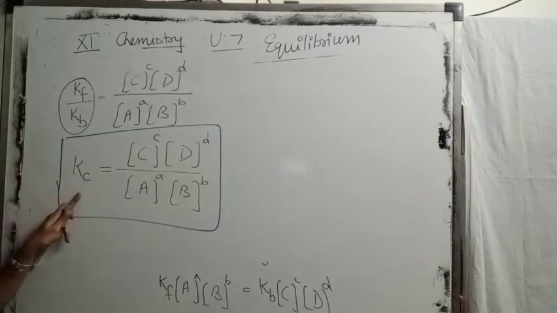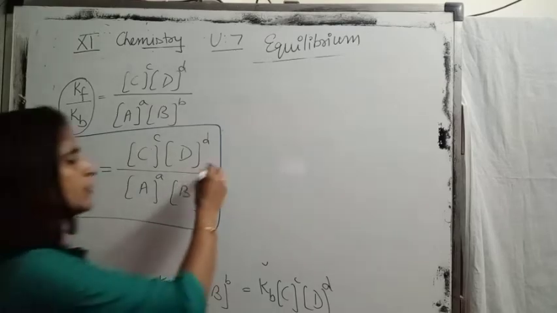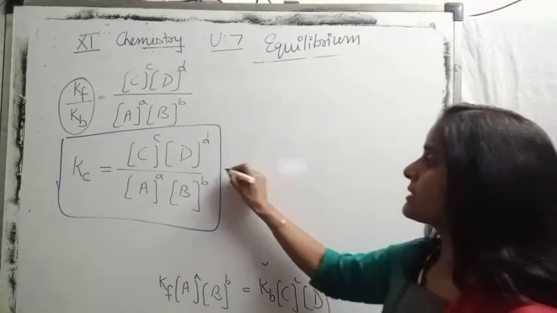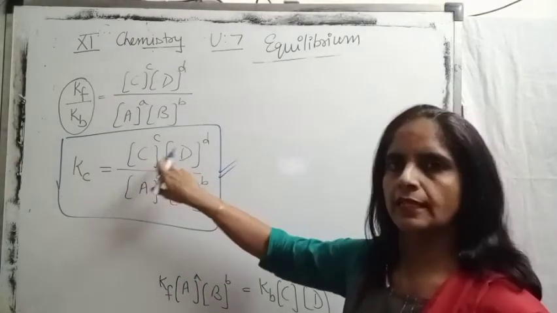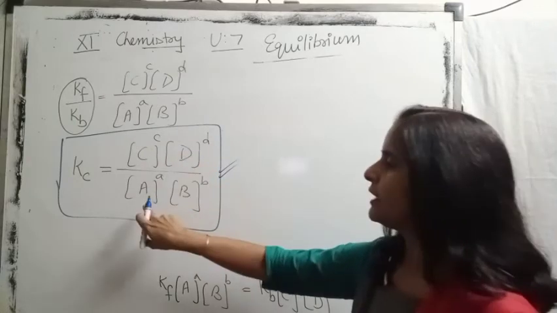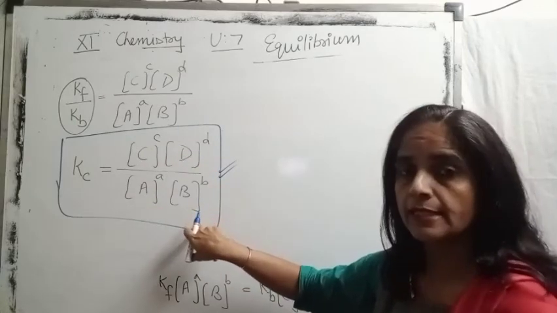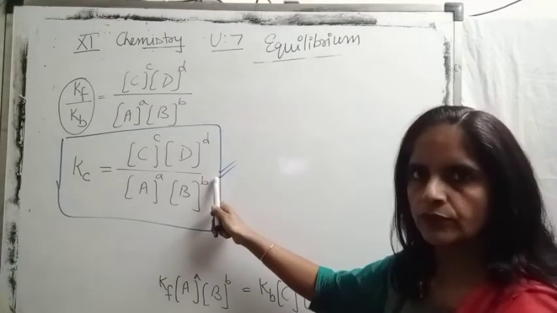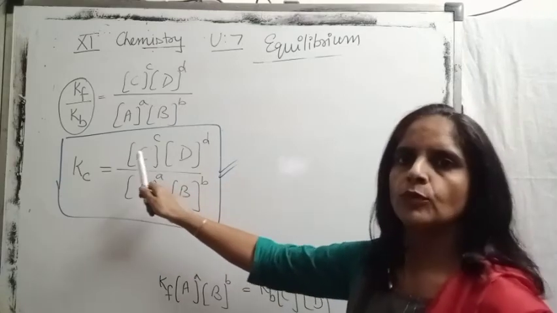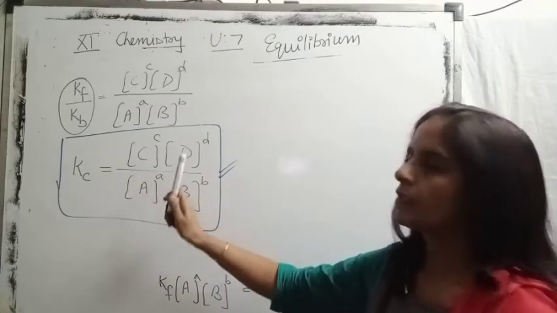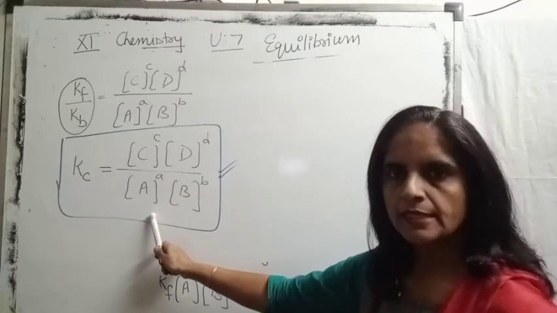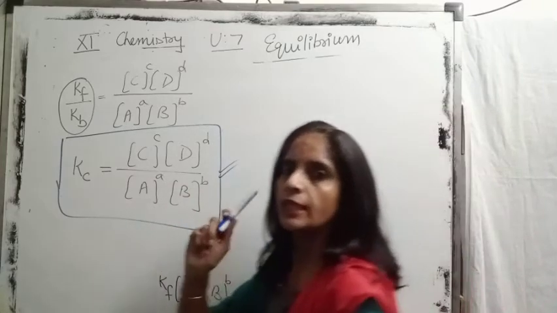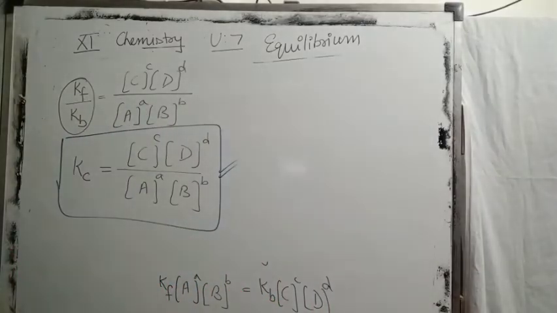Kc, equilibrium constant. So how do we define this equilibrium constant? On the basis of this formula, you can easily define it. C and D are the molar concentration of products. A and B are the molar concentration of reactants. So how do we define Kc? This is the ratio of product of molar concentration of products to that of reactants, each one raised to their stoichiometric coefficients in the balanced chemical equation. So this is the definition of equilibrium constant.